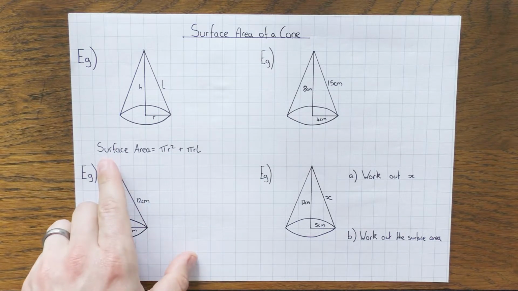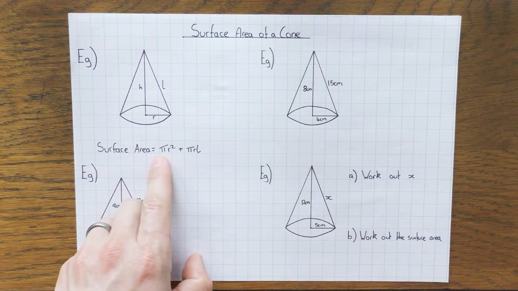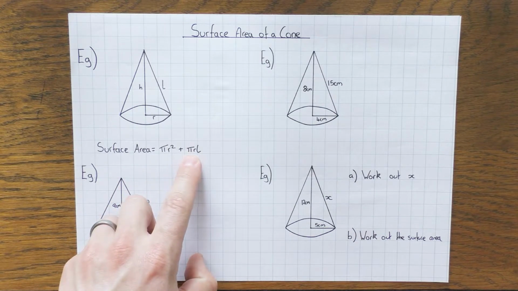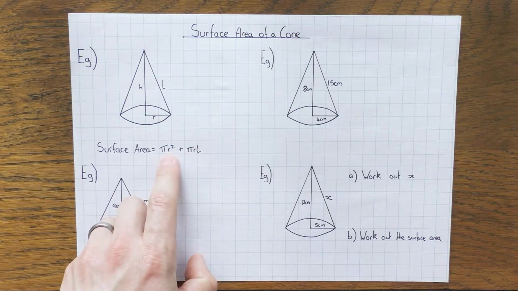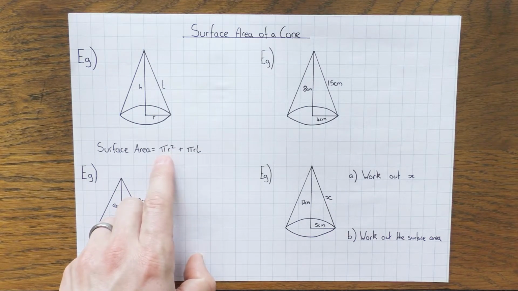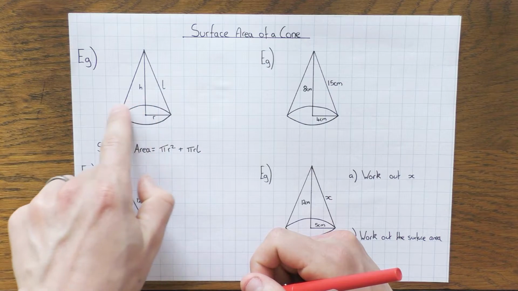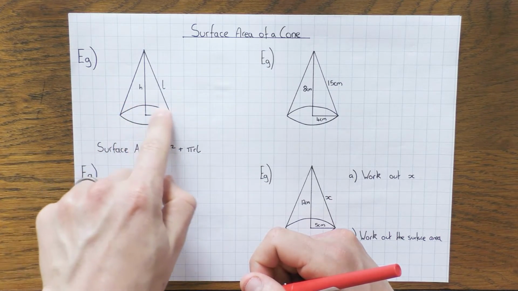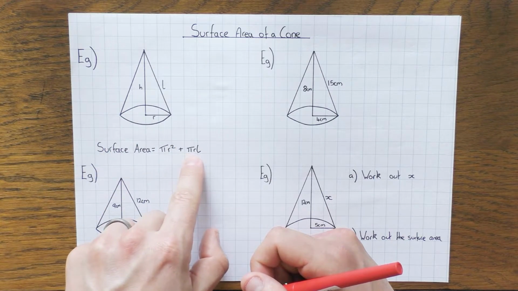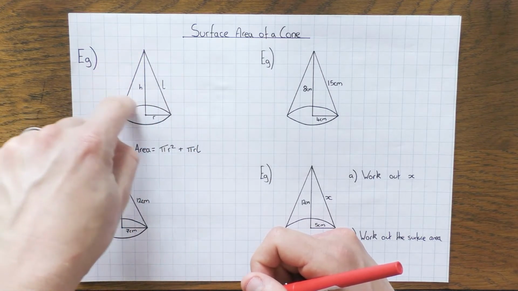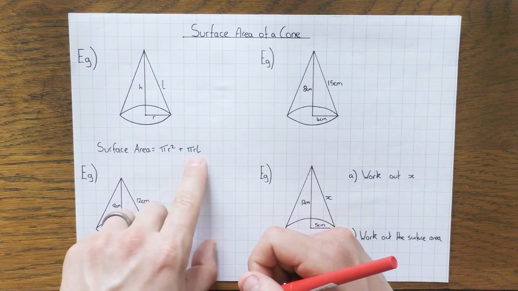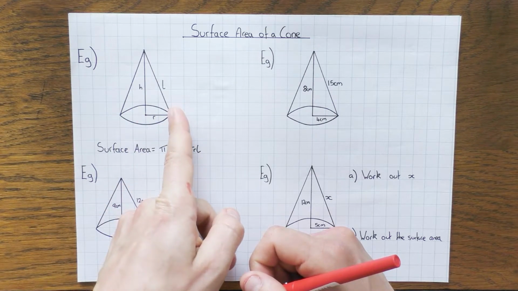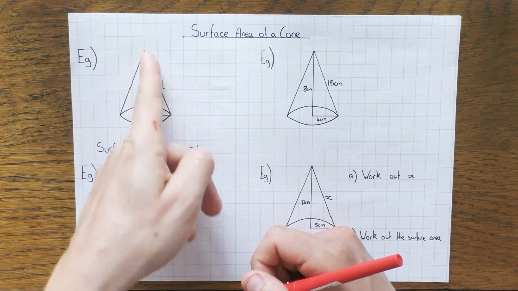So the formula to work out the surface area of a cone is pi r squared plus pi rl. Now the pi r squared, you might recognise that as the area of a circle, and that's because the base of a cone is a circle. So the pi r squared refers to the base of the cone. This pi rl is the surface area around the top bit here, and r is the radius and l is the slanted height going here.